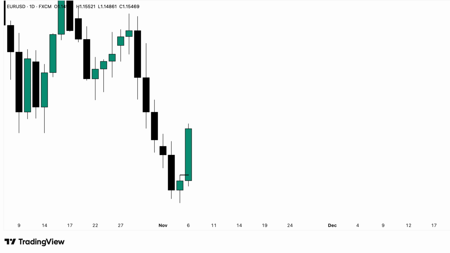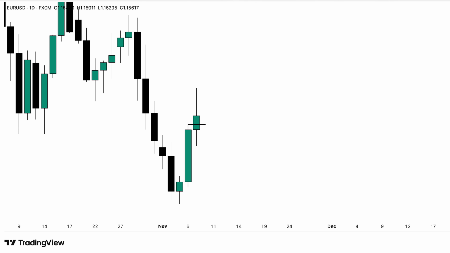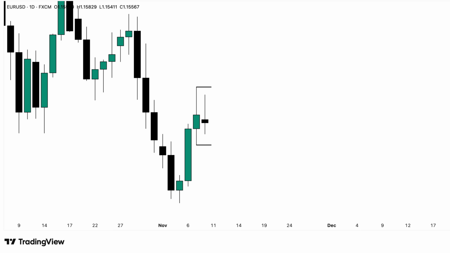So again, we anticipate that this high will get taken, and price did exactly that. Now again, we have another close above the previous candle's high, so we expect continued bullishness. But here, we get our first inside bar candle.